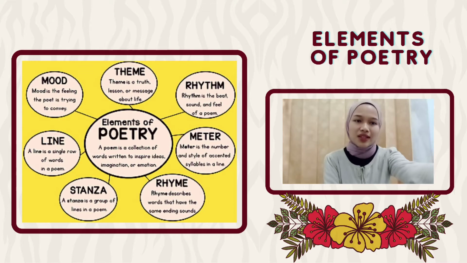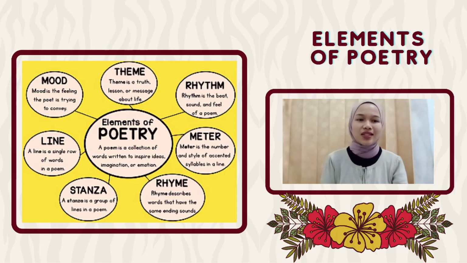Second one is meter. Meter is a unit of rhythm in poetry. The pattern of the beats. It is also called foot. Each foot has a certain number of syllables in it, usually 2 or 3 syllables. Thank you.